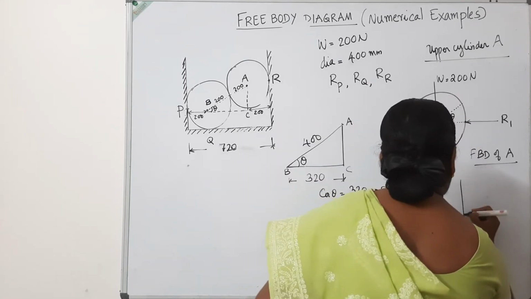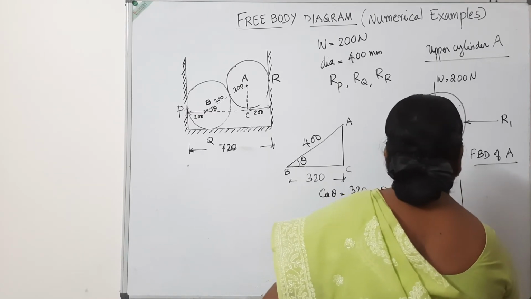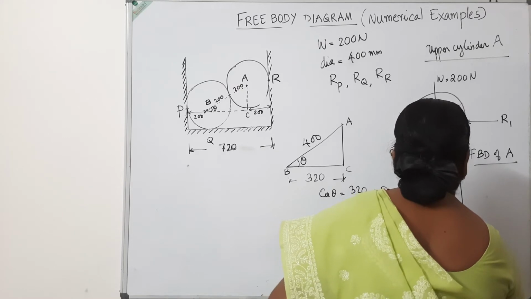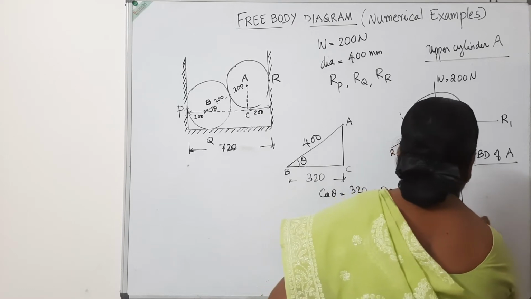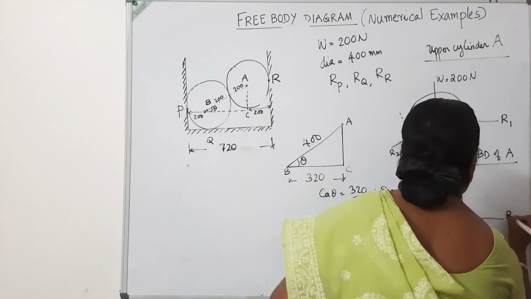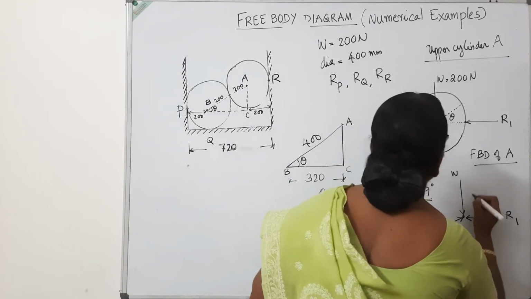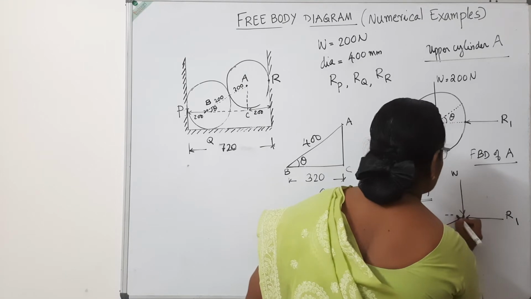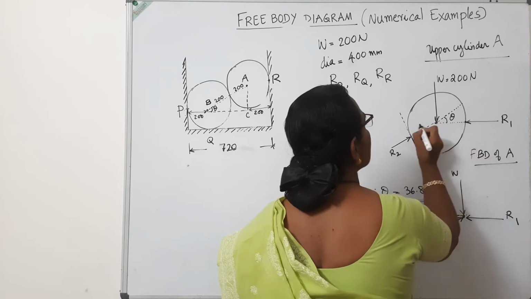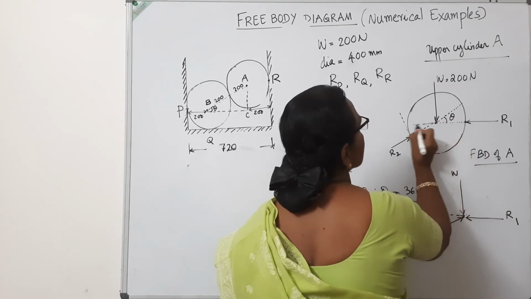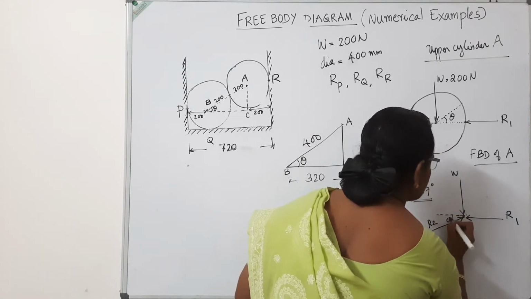I can mark it here in the center. This is W. This is R2. This is R1. And the angle which R2 makes with the horizontal, if this angle is theta, then this angle is also theta. The angle which R2 makes with horizontal is theta.